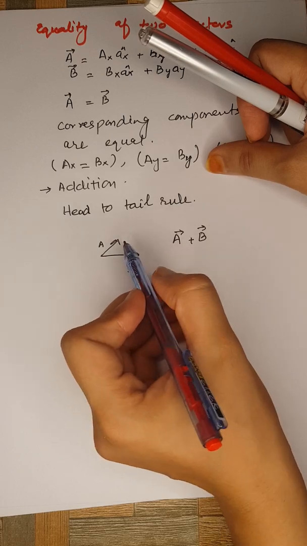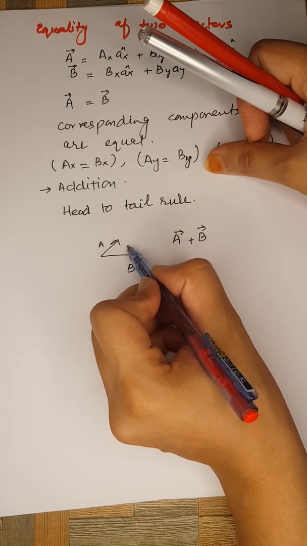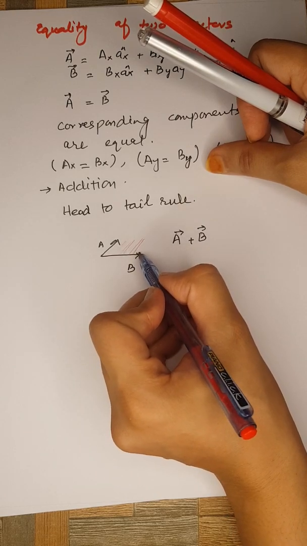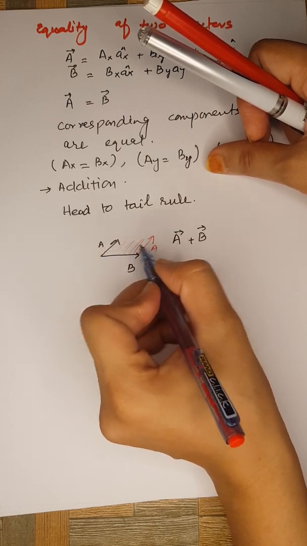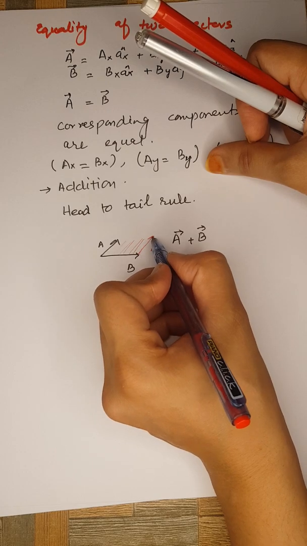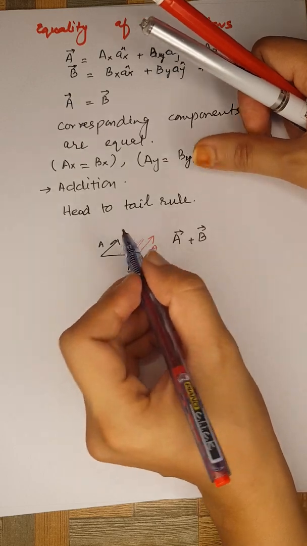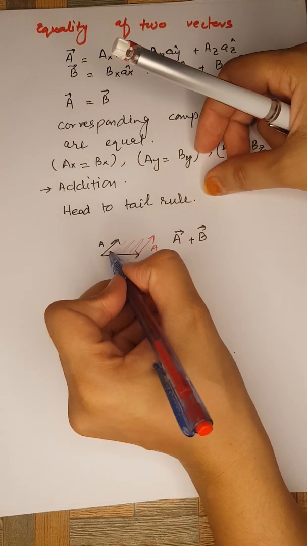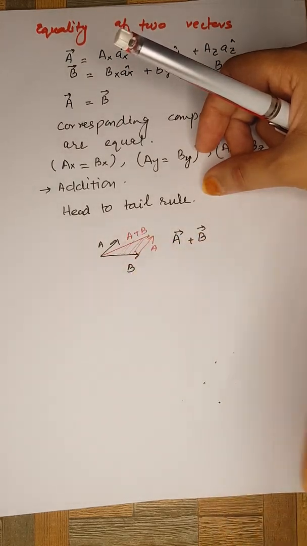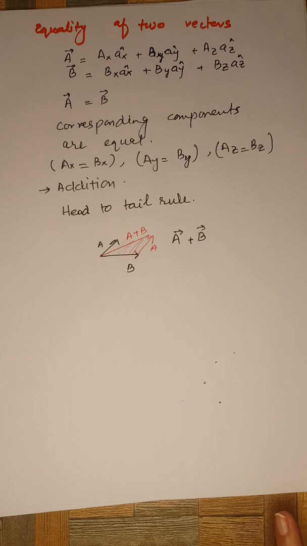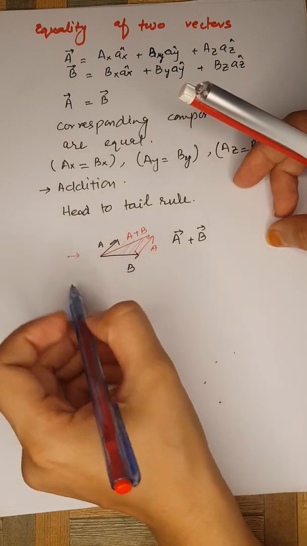So I will drag the vector parallel until it reaches the head of B. In this way I have drawn the parallel vector to A. Now since the head of B is joined with the tail of A, the resultant is obtained by joining the tail of B to the head of A, and this gives us the addition of A and B. This is the graphical approach to the addition of two vectors.